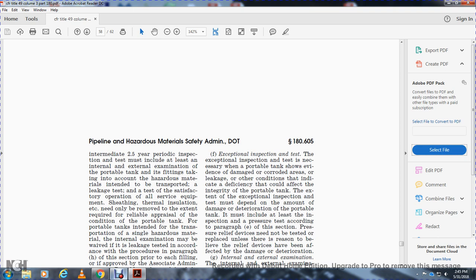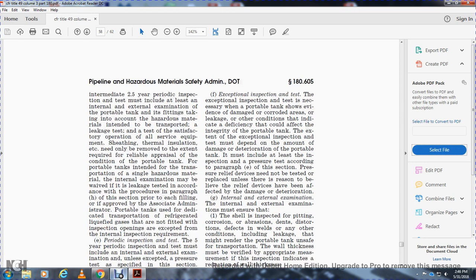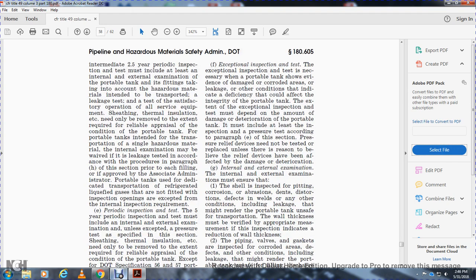For portable tanks intended for the transportation of a single hazardous material, the internal examination may be waived, with a leakage test according to the procedure in paragraph B of this section prior to each filling, as approved by the Associate Administrator. Portable tanks used for the dedicated transportation of refrigerated liquefied gas that are not fitted with an inspection opening are excepted from the internal inspection requirements.